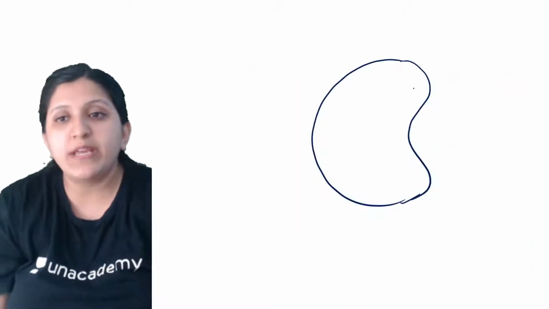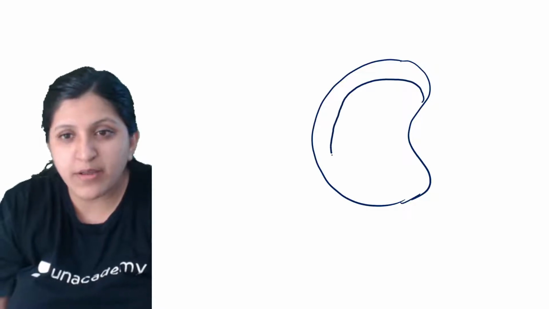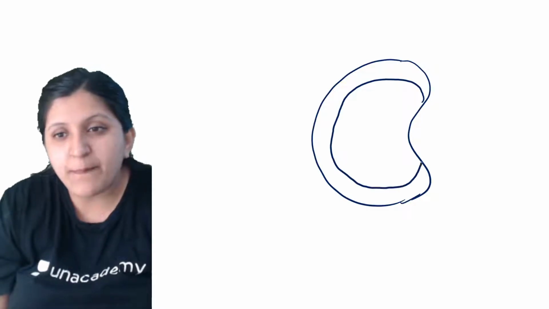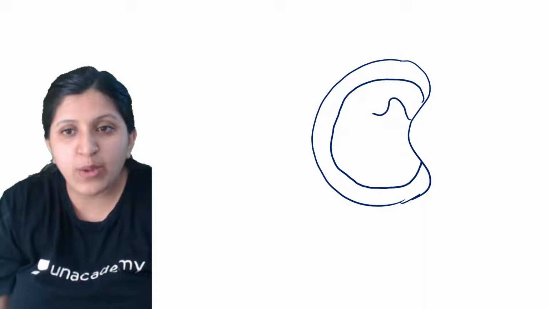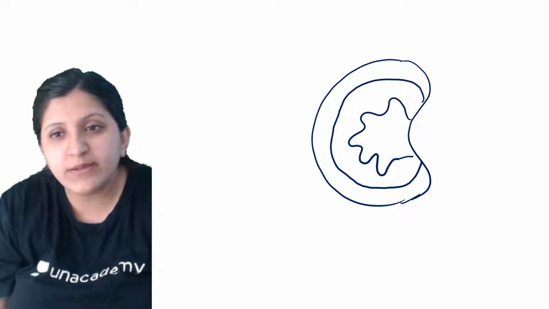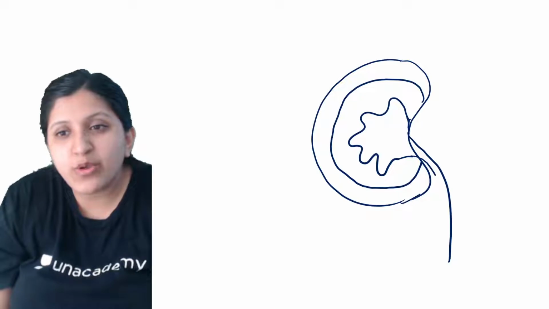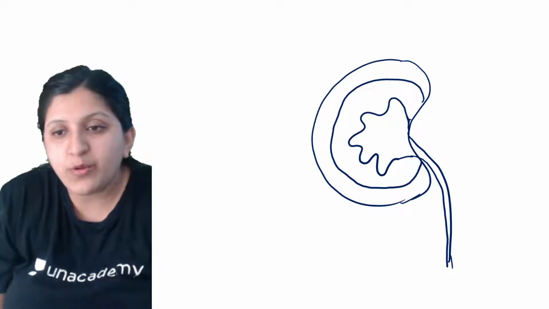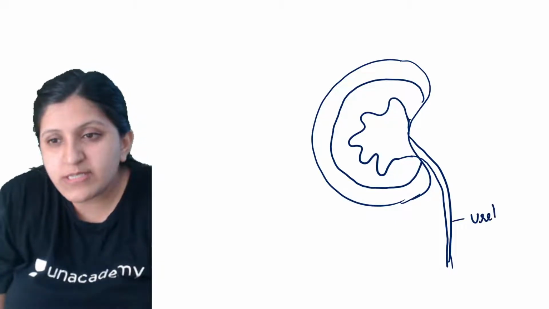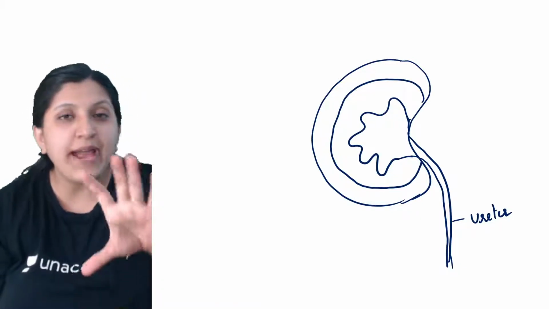So I'll draw the cortex part. Let's say here is the cortex part, and then there is the medulla part. Then you will find a pelvis there, so let's draw the pelvis here itself. This is going to form the pelvis. So the renal pelvis will be forming, and later on it becomes a ureter. So this is now a ureter over here. I'll just label this one. So this is the ureter.